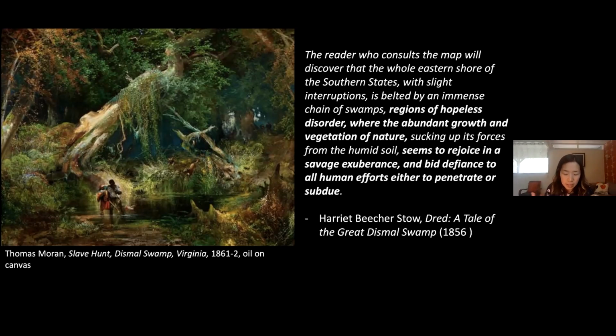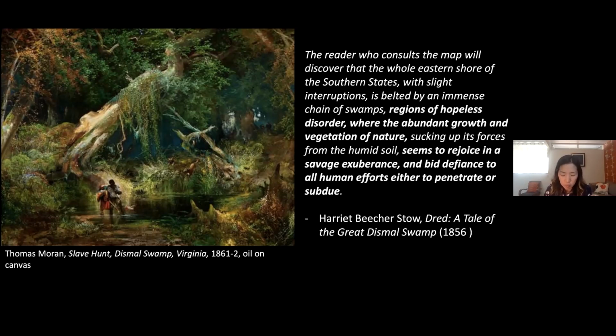This swamp then signifies differently for Black and white Southerners. For whites, it was a space of savage, dangerous, disordered nature. For the enslaved, it was that too, but also it held the promise of freedom. And Moran's painting, which was destined for an abolitionist collector, offers the pictorial equivalent of the kinds of descriptions that abolitionist writers made of this landscape.